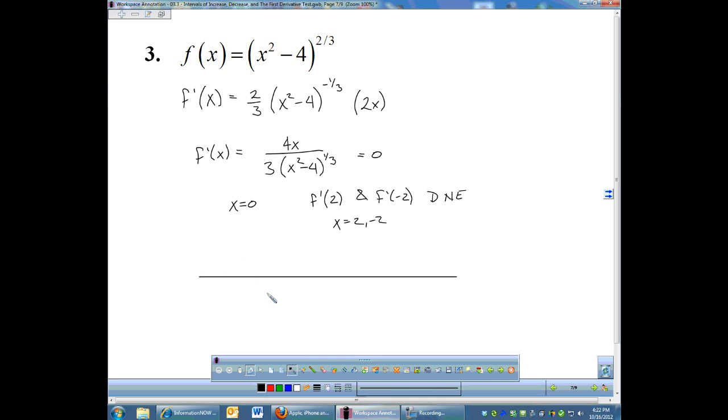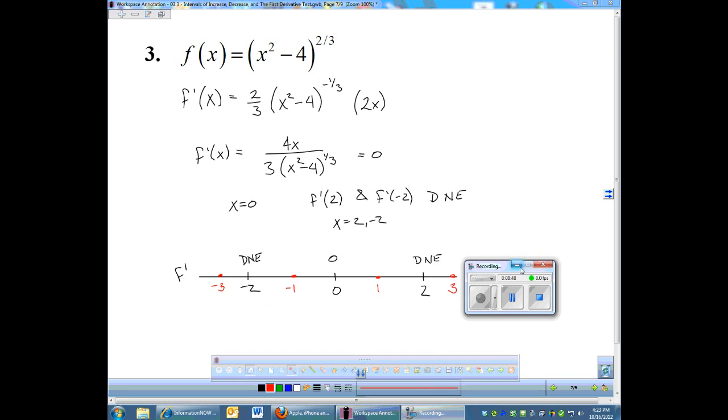Let me do that real quick. There, I got my number line set up. And above your critical numbers, make note of what's happening on the derivative. At negative 2 and 2, my derivative does not exist. And at 0, my derivative is 0. So I like to put those there.